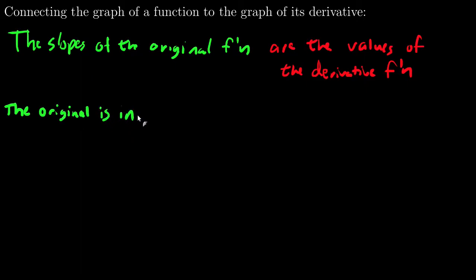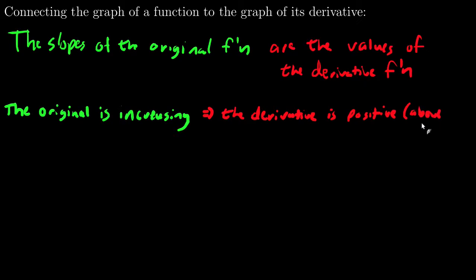So for instance, if the original is increasing, then the derivative is positive. And for our graph's purposes, that means above the x-axis. And vice versa. Well, yes, conversely, if the derivative is above the x-axis, the original function is increasing. Almost inversely, but not quite inversely. If the original is decreasing, then the derivative is negative and below the x-axis, and all that stuff comes together.